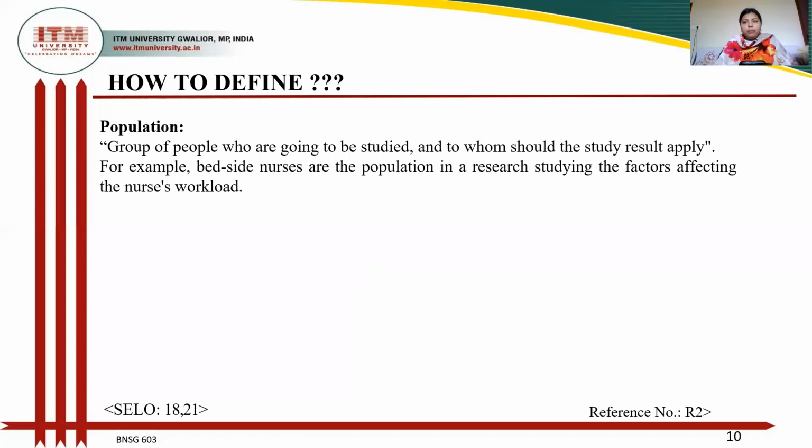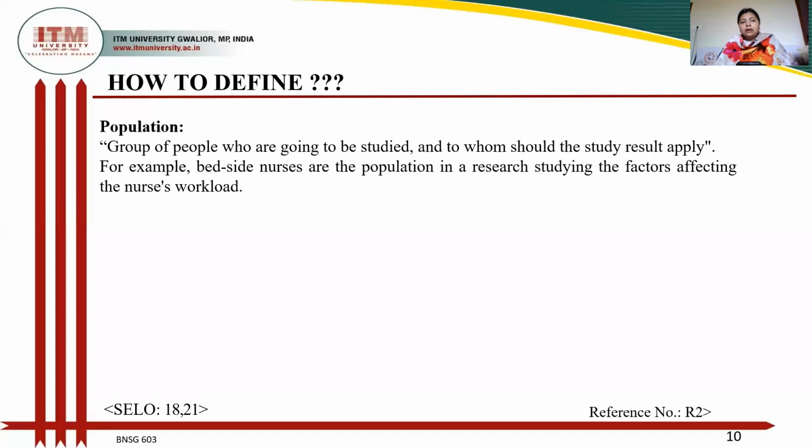So next is the population. What is population? A group of people who are going to be studied and to whom the study results should apply. That we call the population. Now, going back to our previous example from yesterday, I was talking about student nurses. I want to assess their knowledge, attitude and practices. Student nurses of BSc nursing, and that too in the 4th year, I told you, if you remember.